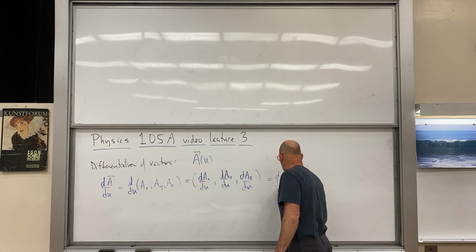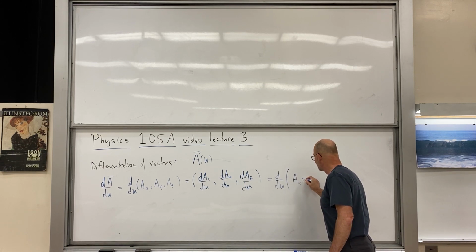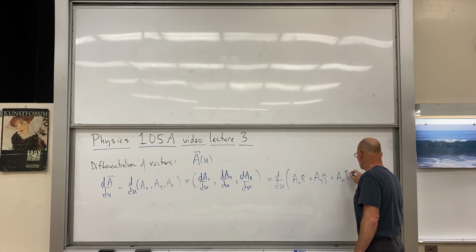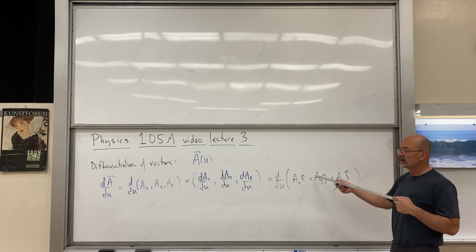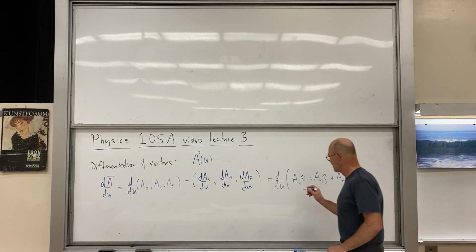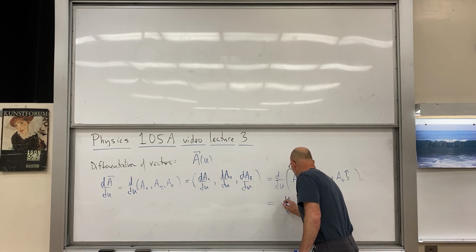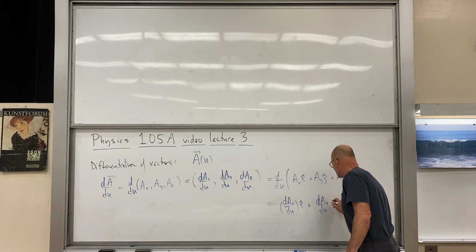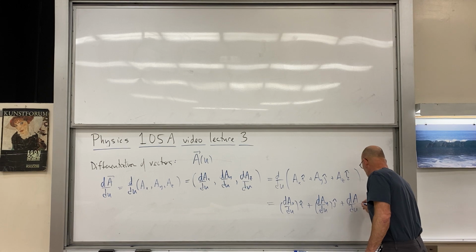Or we could say it's the derivative of the vector Ax i hat plus Ay j hat plus Az k hat. So that's the vector expanded in terms of its orthogonal unit vectors. And then that would be dAx du times i hat, and the same for the other two components, dAy du times j hat, dAz du times k hat.